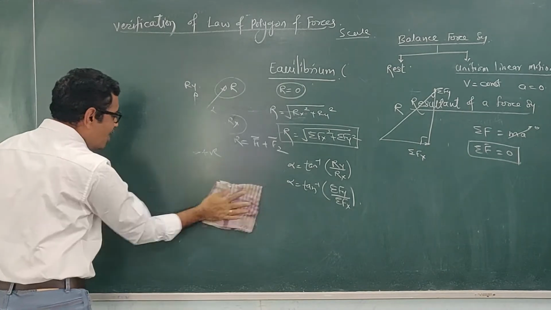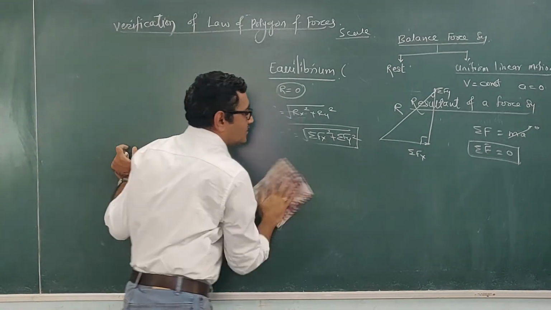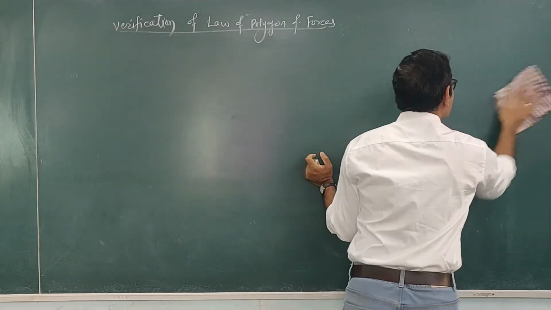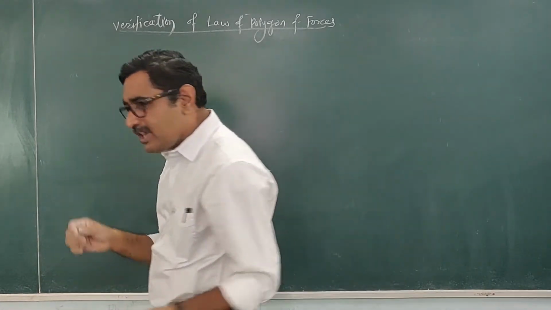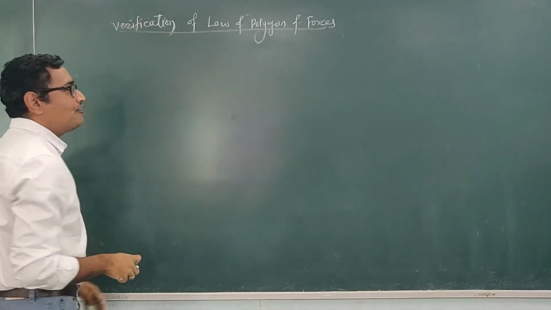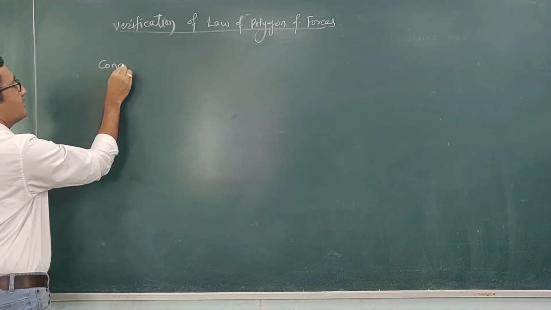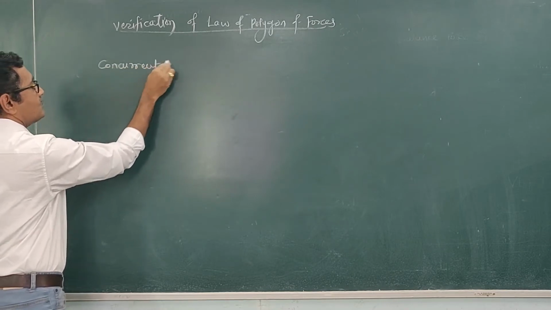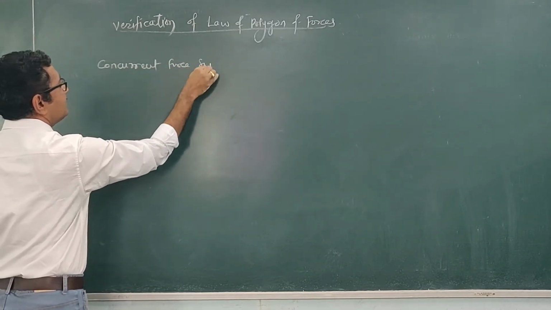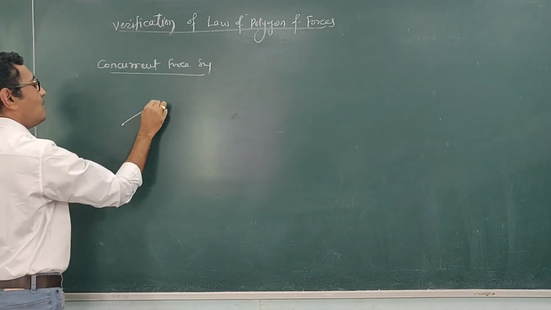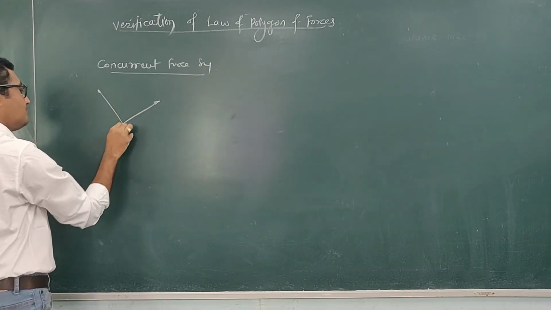Now in the law of polygonal forces, we have to verify the law. In our laboratory, we are creating one concurrent force system. A concurrent force system means that when the lines of action of all forces are acting at one point, it is known as a concurrent force system.